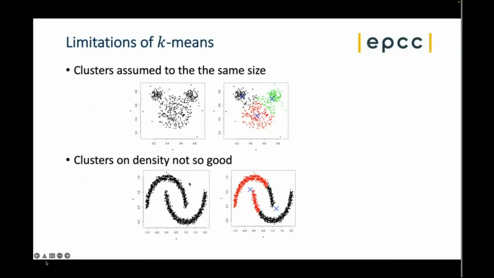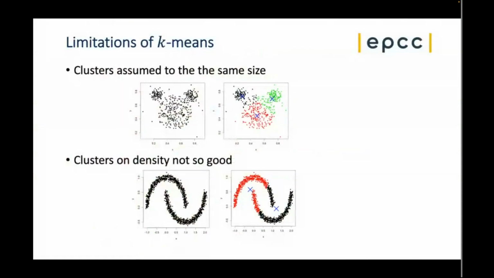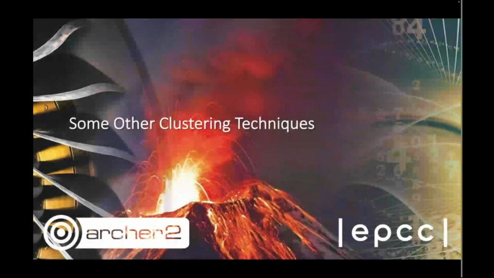Yeah, so if you're trying to cluster on density, what k-means will do is come up with something like this, because it just tries to group nearby points together. It doesn't look at the relative density in different points of space. So that's one sort of simple example of a clustering technique.